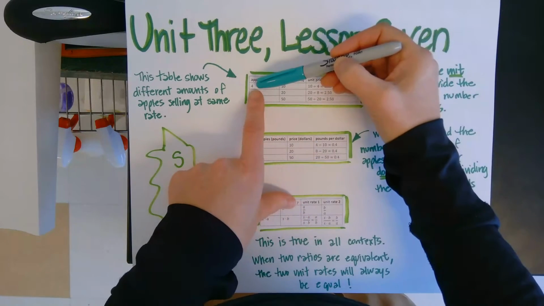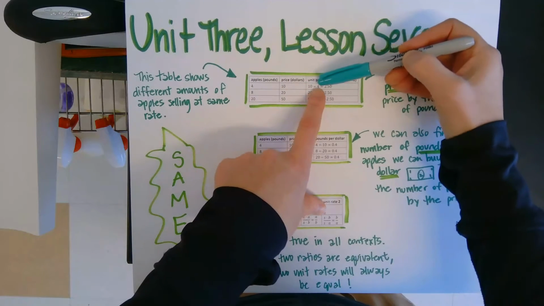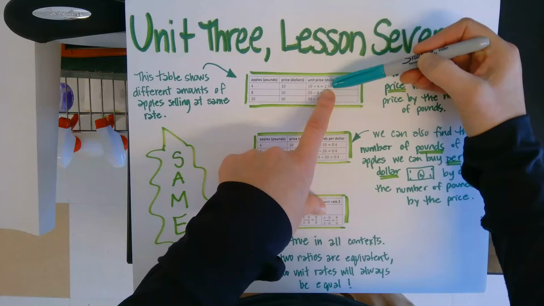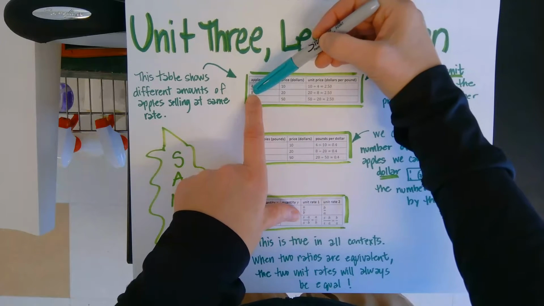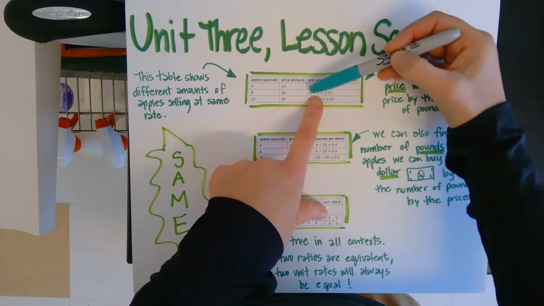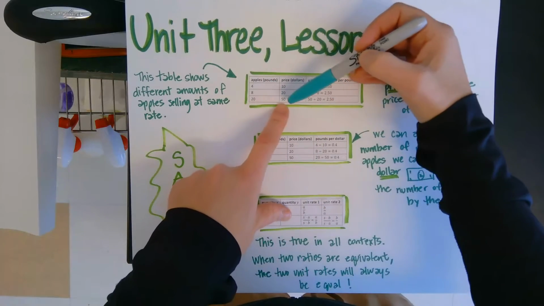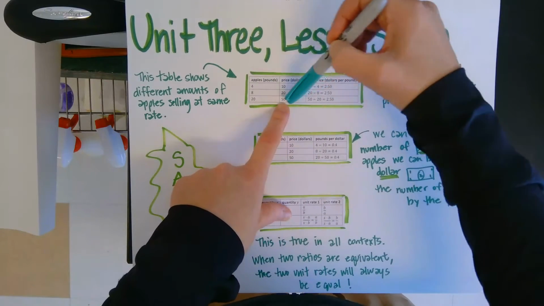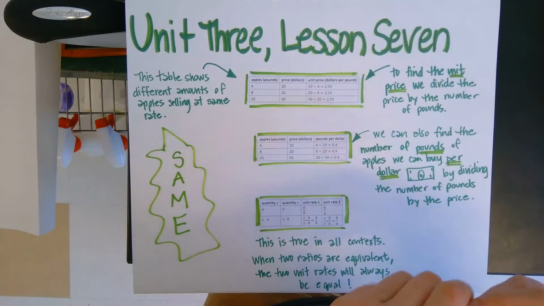So if I buy 4 pounds of apples for $10 and I divide 10 by 4, I get $2.50 per pound. Same thing if I take 8 pounds of apples and I spend $20, 20 divided by 8, I still get $2.50. 20 pounds and $50, 50 divided by 20 is again $2.50.